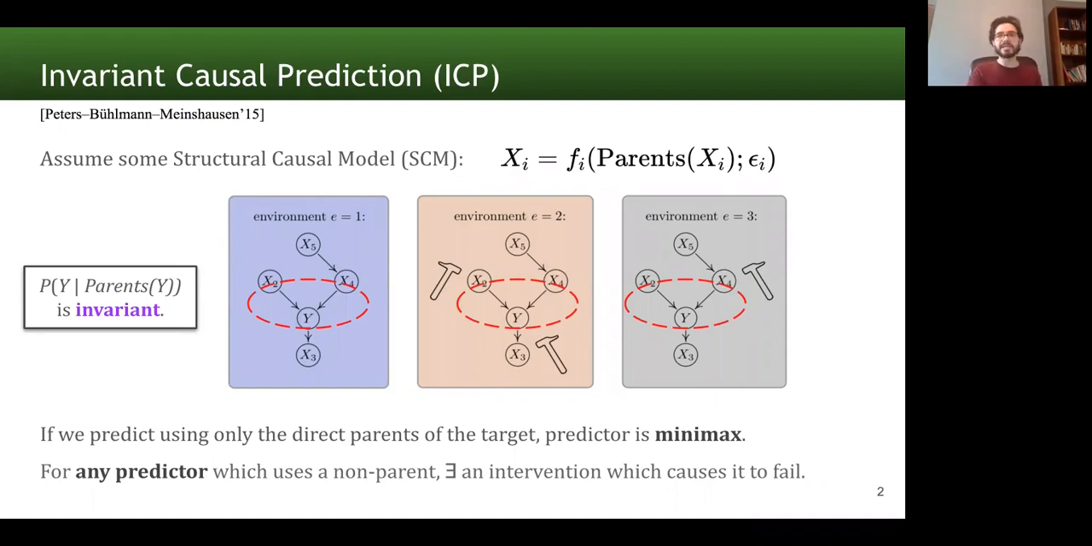As an example, if we were to train a predictor which would use the covariate X5 in predicting Y, then in environment 3, this intervention on the node X4 would sever the functional mechanism by which X5 generates Y. And so it could arbitrarily modify the information that X5 contains about Y. And this means that our predictor could be made to fail arbitrarily poorly.